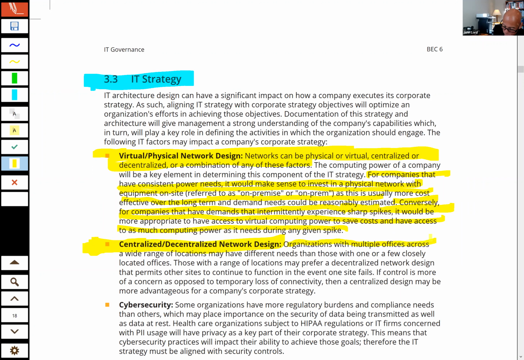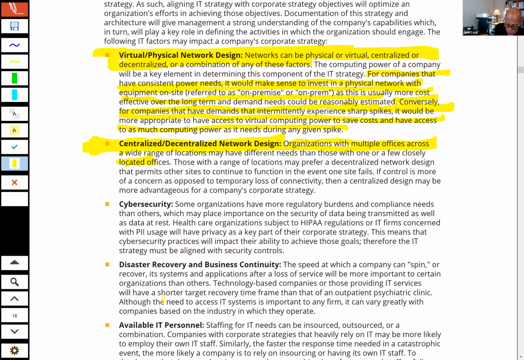Okay, so if you have multiple offices across a wide range, they may have different needs than those with only a few located offices. Cybersecurity, and we're going to talk more about that. Some organizations have more regulatory burdens and compliance needs than others. Again, if you're a healthcare organization, you have a requirement that you keep that data private if you're collecting social security numbers, these sorts of things. And that is going to continue to be on everyone's radar as we have more and more of these cyber attacks.